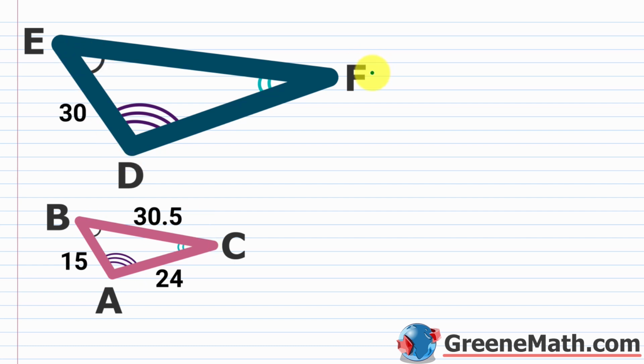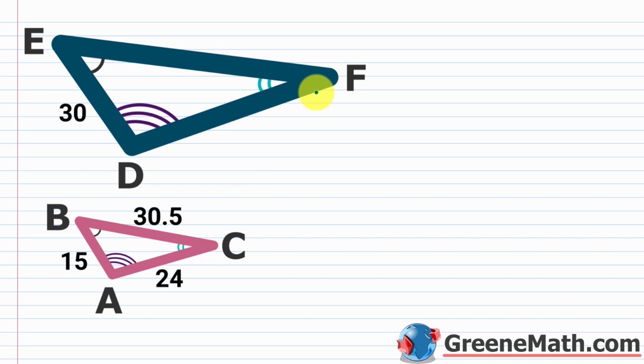Now, we already know about finding the corresponding angles. You could do it based on the way that I read the two triangles. So again, I said triangle ABC is similar to triangle DEF. So that tells me that A is going to correspond to D, B is going to correspond to E, and C is going to correspond to F. Or again, you can use those matching arcs. So you have a single arc here and a single arc here. So B and E are going to correspond. You have a triple arc here and a triple arc here. So A and D are going to correspond. And then a double arc here and a double arc here. So C and F are going to correspond.